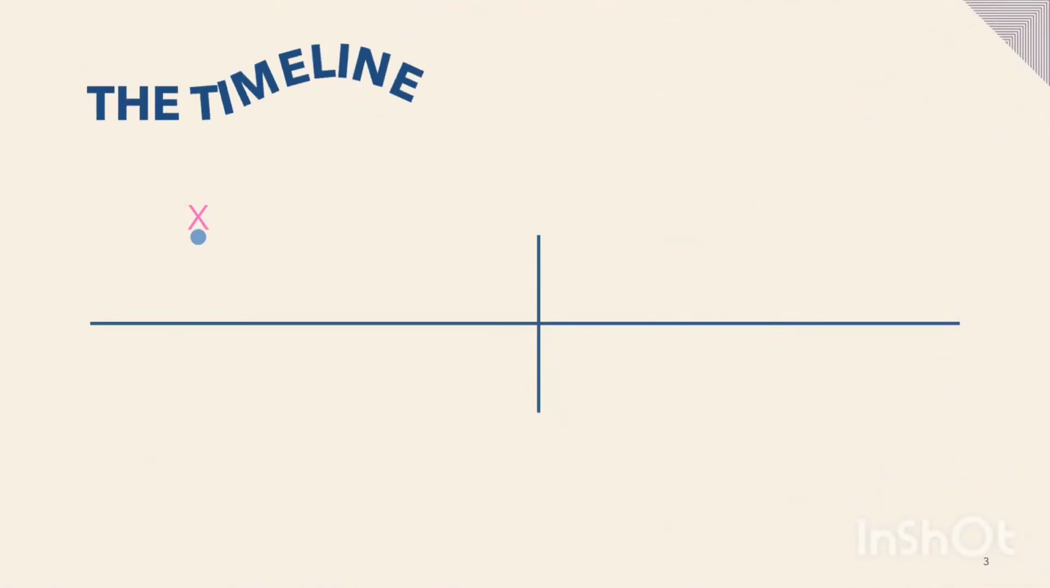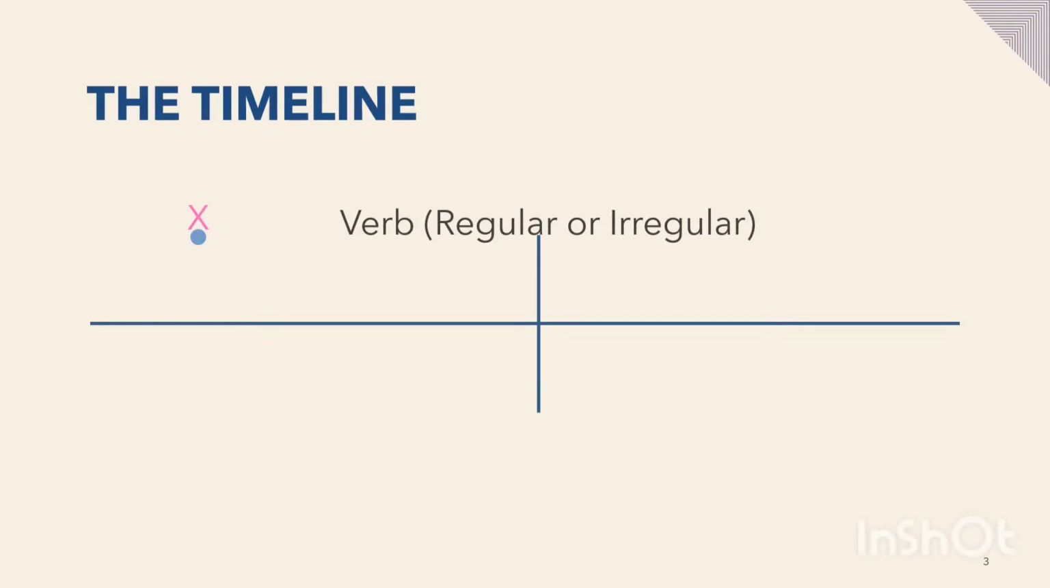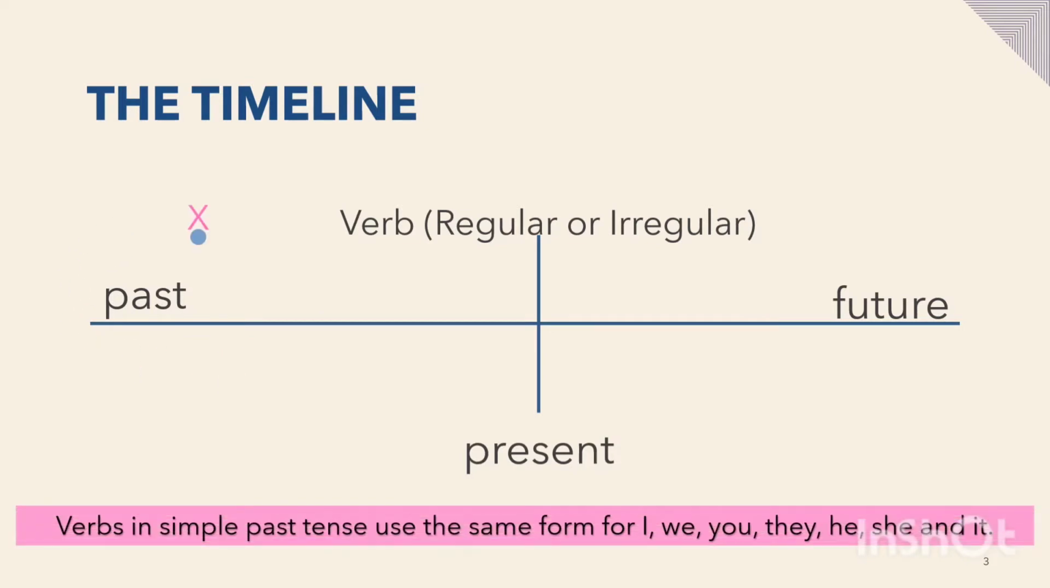Timeline. Simple past tense is referring to the verb. It can be regular or irregular. We use simple past tense to describe things that happened in the past, or we can also use it to describe an action that has already completed. Verbs in simple past tense use the same form for I, we, you, they, he, she, and it.